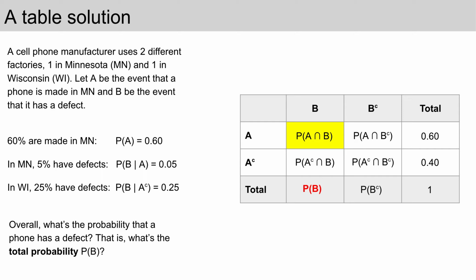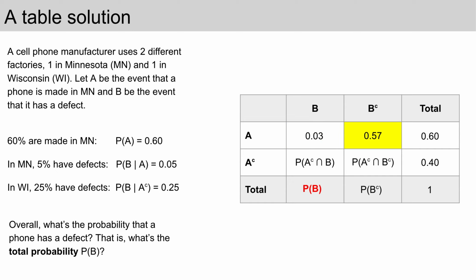Next, consider the inside of the table, starting with the probability of A and B. That is, that a phone is made in Minnesota and has a defect. Though we weren't given this information directly, we do have what we need to calculate it. Recall that by rearranging the definition of conditional probability, we can write the probability of A and B as the product of the conditional probability of B given A and the probability of A. And we do have these two pieces of information. 5% of phones made in Minnesota have defects, and 60% of phones are made in Minnesota. Thus, overall, 5% of 60%, or 3% of phones, are made in Minnesota and have defects.